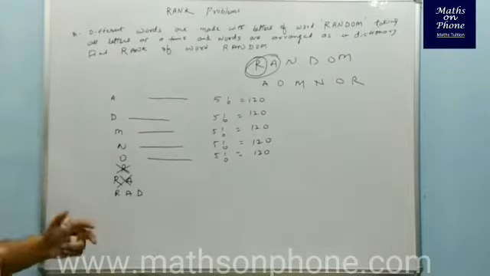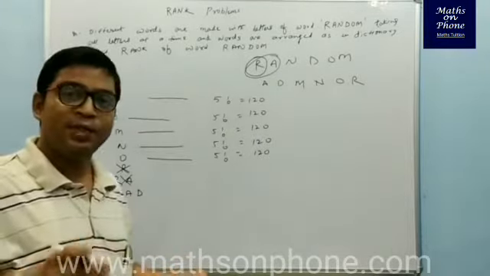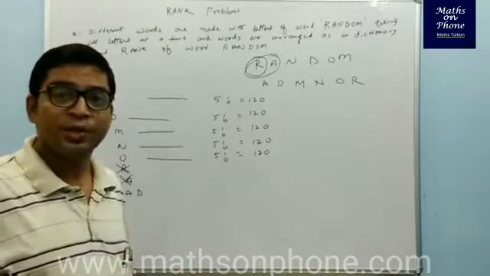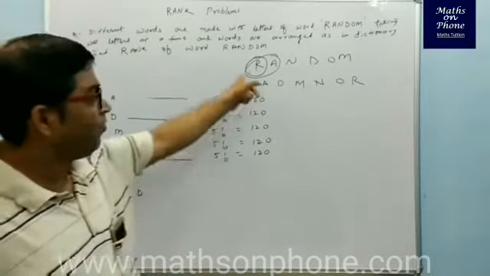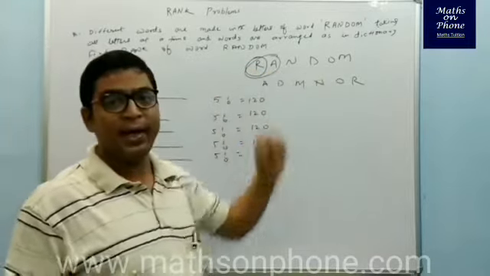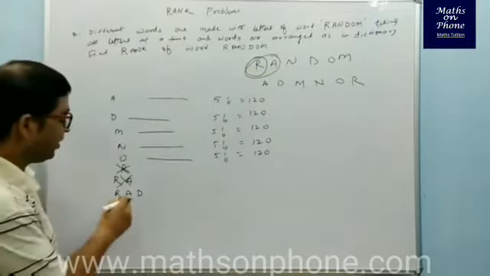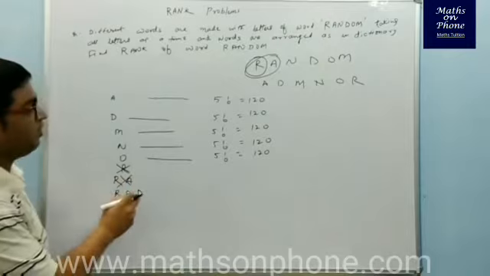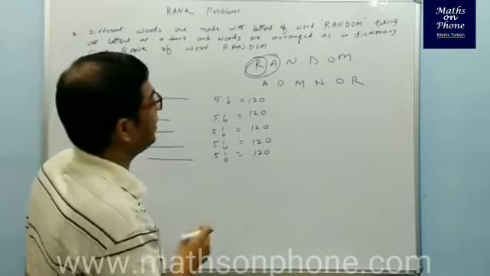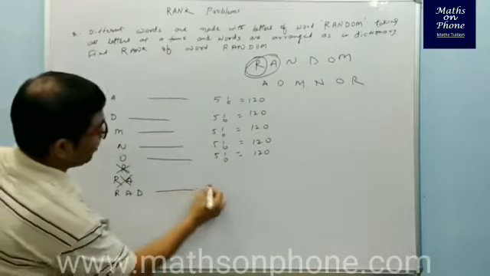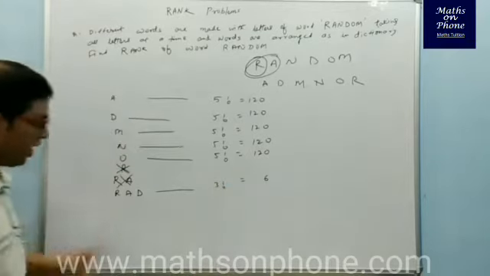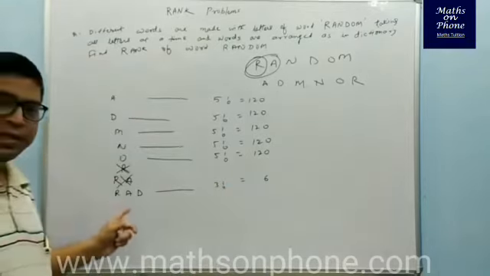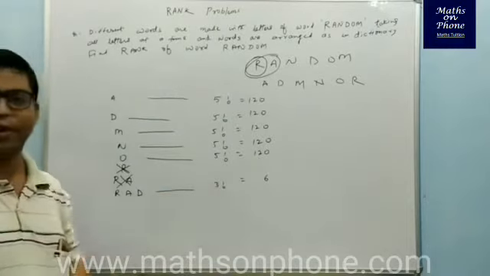The number of words starting with the letters RAD. How many words are there? Because RAD will definitely fall before RAN. That is why I am finding, 3 letters have been fixed in the first 3 places. The remaining 3 letters can be arranged in 3 factorial ways. What is that? 6. So the number of words starting with the letters RAD is 3 factorial.